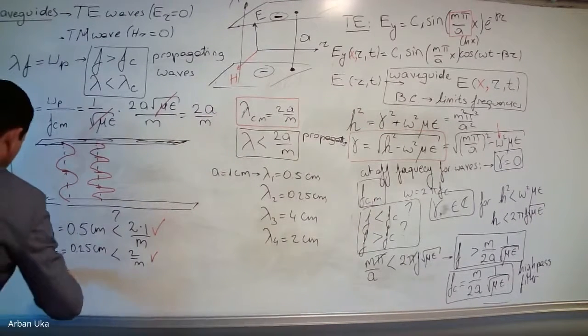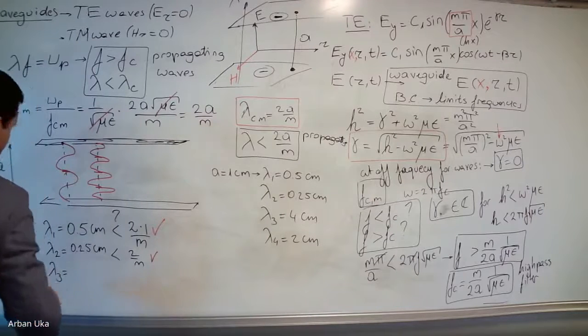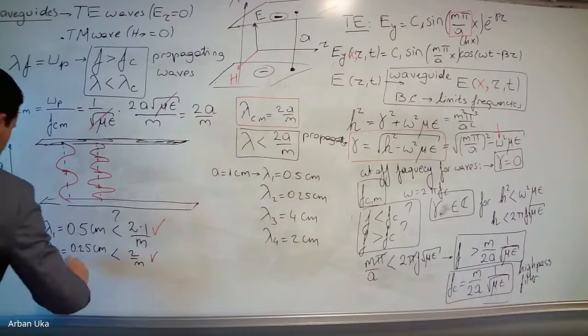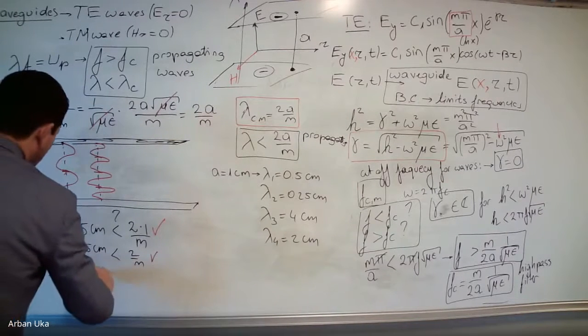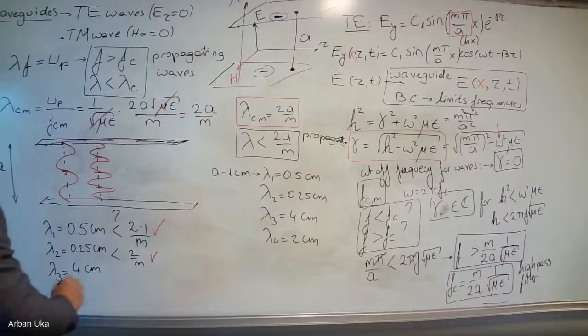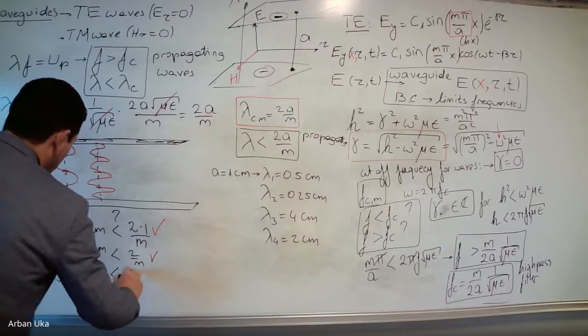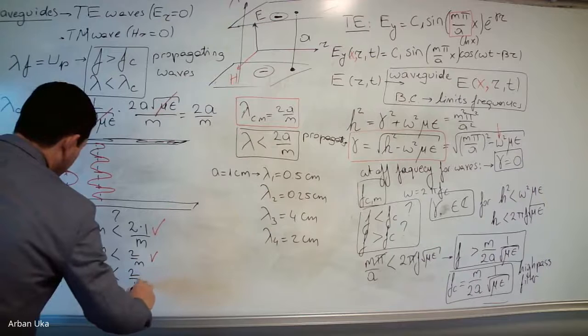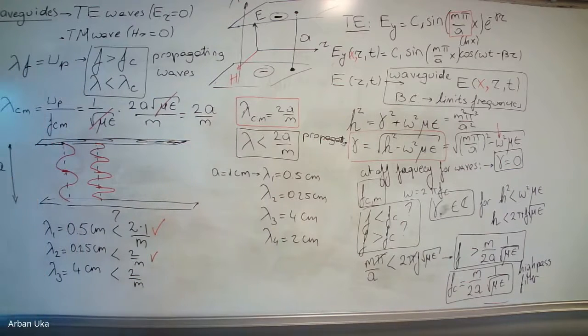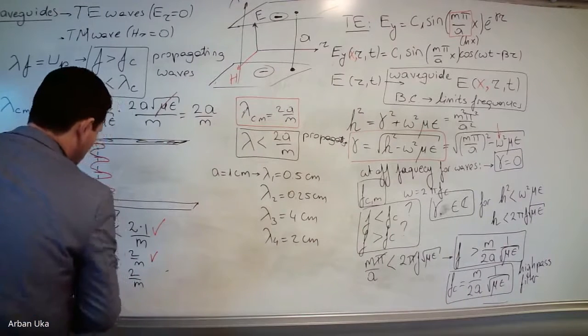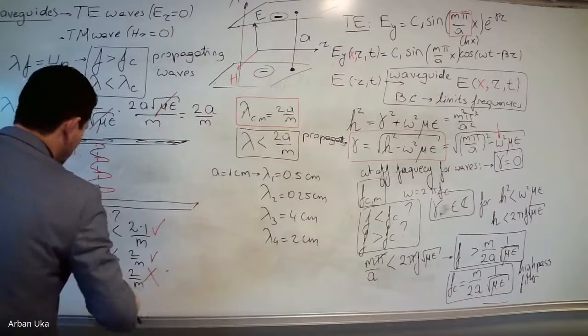Then we look at lambda 3, which in this case is equal to 4 centimeters. This is another wave, and for this 4 centimeters we still ask the same question. Is it smaller than 2 over m? Let's assume m is equal to 1. This is not true, because we're asking for this one. So we say that this is not possible.